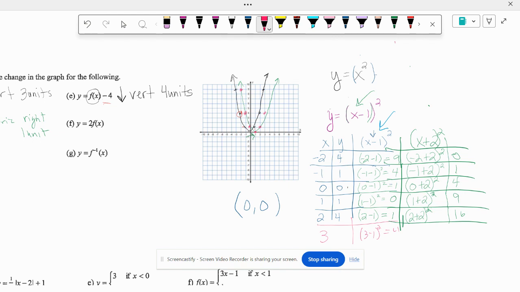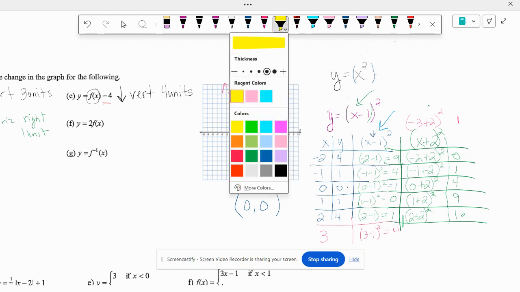So x plus 2, when x is negative 2, I'm at 0. When x is negative 1, I'm at 1. When x is 0, I'm at positive 4. When x is 1, I'm at positive 9. And you probably need to see what happens when x is negative 3. Negative 3 plus 2 is negative 1, squared, and negative 1 times negative 1 is a positive 1. So this is my graph. Maybe I'll try and highlight it in yellow so you can see it.